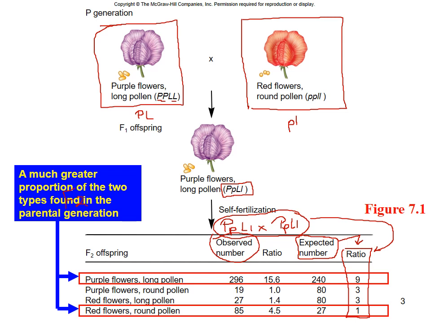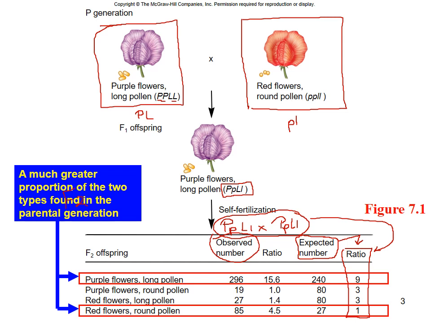Alrighty. So hopefully as you're looking at it, one thing that's going to pop out at you is that there was a much greater proportion of the two types found in the parental generation than you would technically be looking for. What do I mean with that? Well, go ahead and compare your observed number for the purple flowers with the long pollen. We were able to observe over 296, so close to 300, where we were only expecting 240. And the red flowers with the round pollen, we were only expecting to see 27, where they saw over 85 of them.